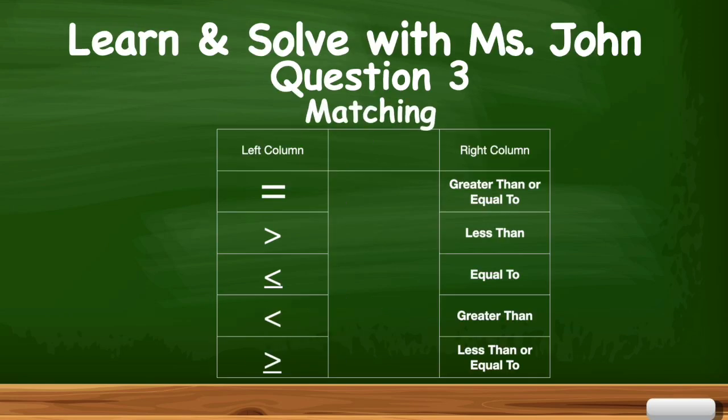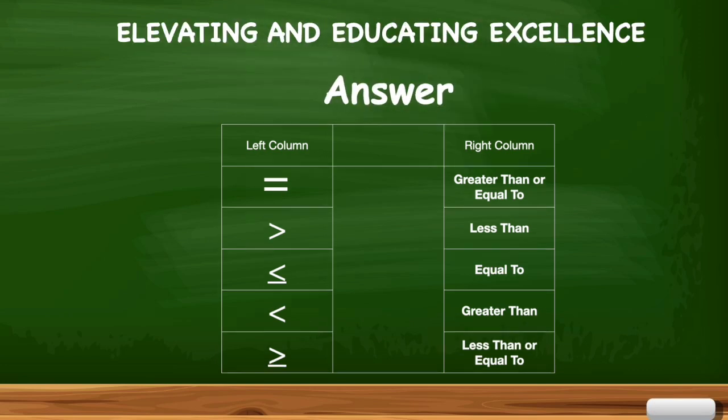Question number 3, matching. You're going to match the left column with the right column. Don't forget to download the video worksheet to help you solve for the answer. You got this. Answer. The first row represents equal to. The second row represents greater than.